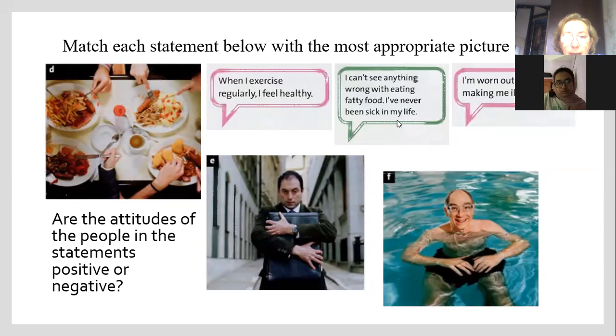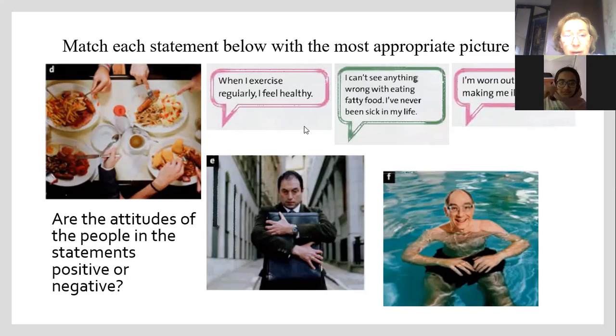Well, then I can't see anything wrong with eating fatty food. I've never been sick in my life. Picture D. What are they eating there? Pasta. French fries, maybe. Steak. Eggs. Yes, they're eating something non-veg also. Then mashed potato, turkey, sausages. Okay. And yes, some of the food is rather fatty here.